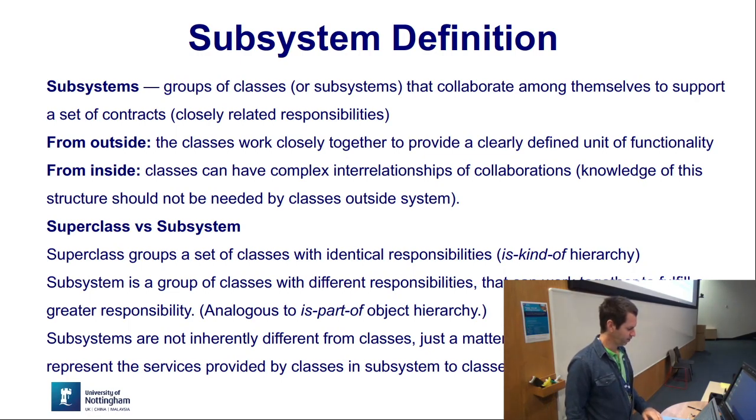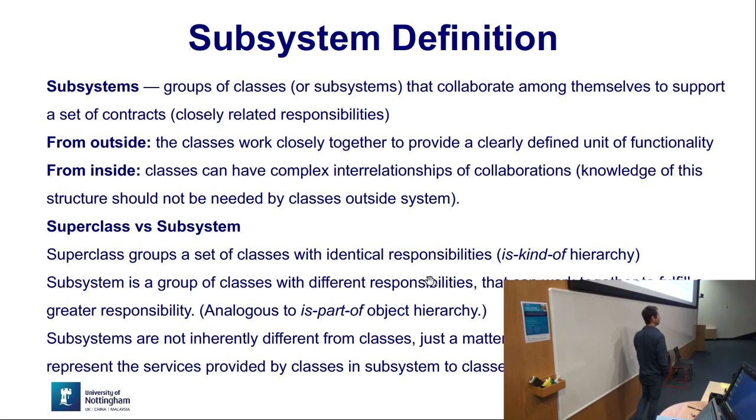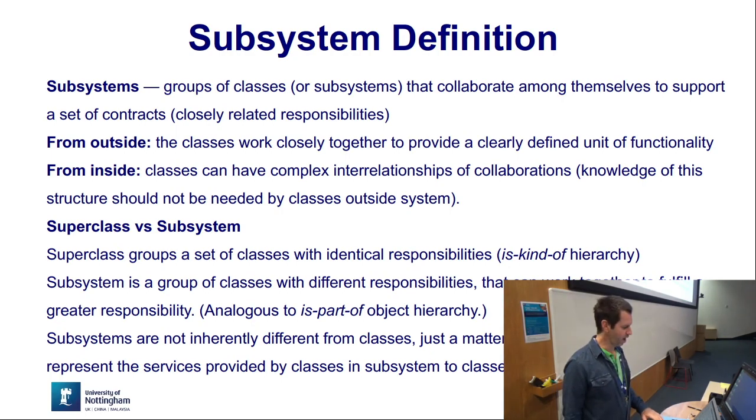By the way, these terms can be confusing, right? Superclass versus subsystem. A superclass groups a set of classes with identical responsibilities, right? That's what we were talking about in the last lecture. A subsystem is a group of classes with different responsibilities that can work together to fulfill some common purpose or some higher level goal, right? And it's analogous to the is-part-of, or the composite hierarchy, right?